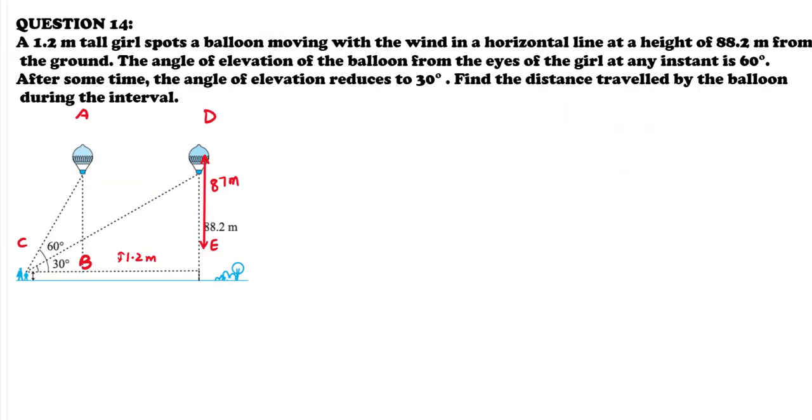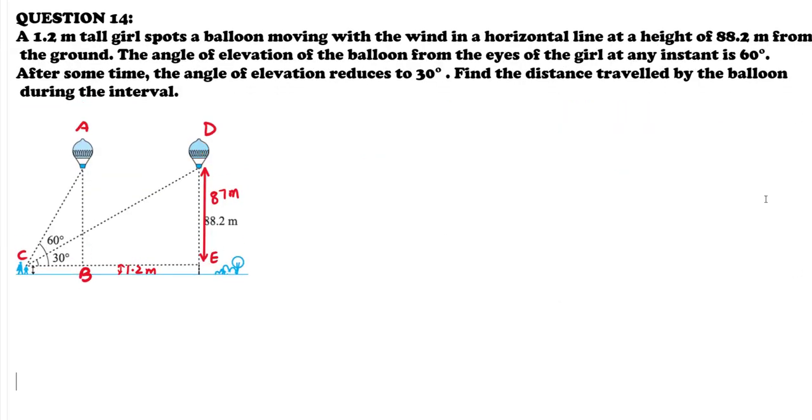Question 14. A 1.2 meter tall girl spots a balloon moving with the wind in a horizontal line at a height of 88.2 meters from the ground. The angle of elevation of the balloon from the eyes of the girl at an instant is 60 degrees. After some time, the angle of elevation reduces to 30 degrees. Find the distance traveled by the balloon during this interval.